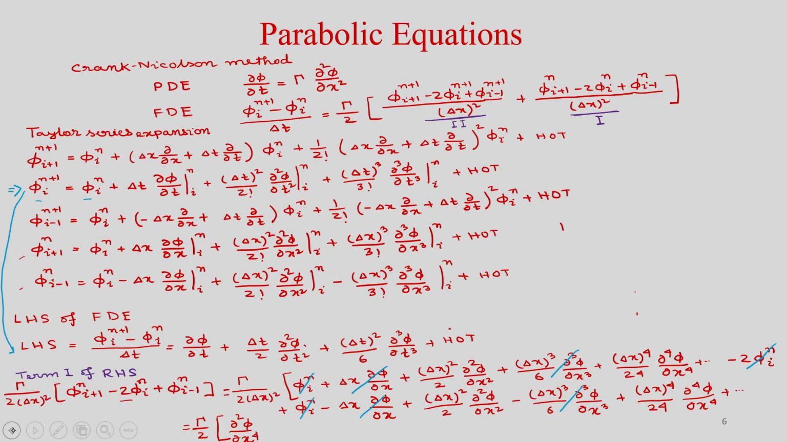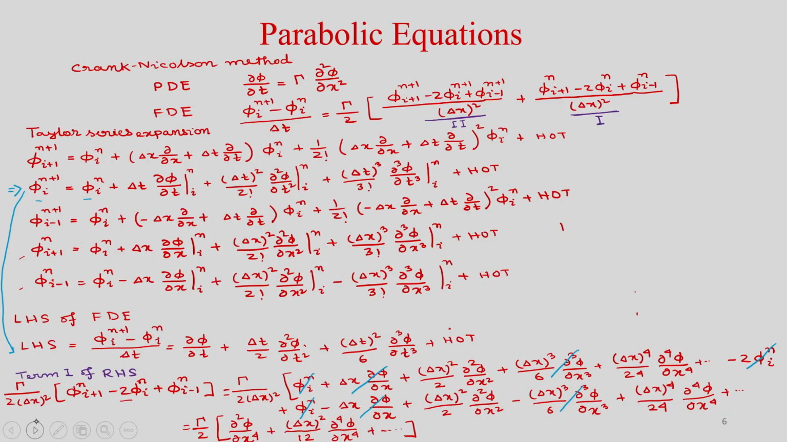Okay. So, next you can see this term. So, you have 2 into Δx⁴/24 ∂⁴φ/∂x⁴. If you write 2 into this and divide by Δx², it will be Δx² divided by 2 into 2, so it will be 12, ∂⁴φ/∂x⁴, and plus other higher order terms. So, that we are not writing.